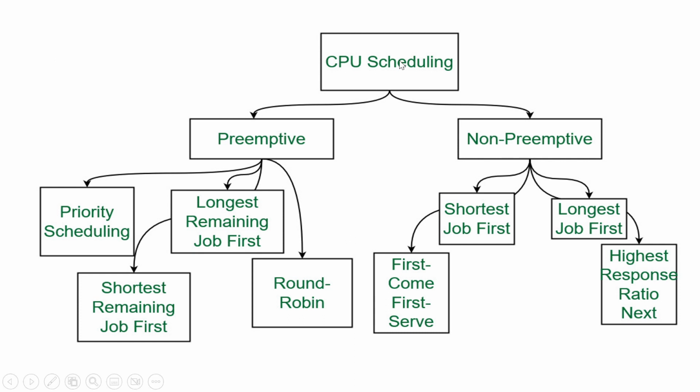CPU scheduling is further divided into two types, which are preemptive and non-preemptive. The preemptive is divided into subdivisions, like priority scheduling, longest remaining job first, and round robin. The longest remaining job first is subdivided into shortest remaining job first. Whereas in non-preemptive scheduling, there are shortest job first and longest job first; the shortest job first leads to first come first serve, and the longest job leads to highest response ratio next.